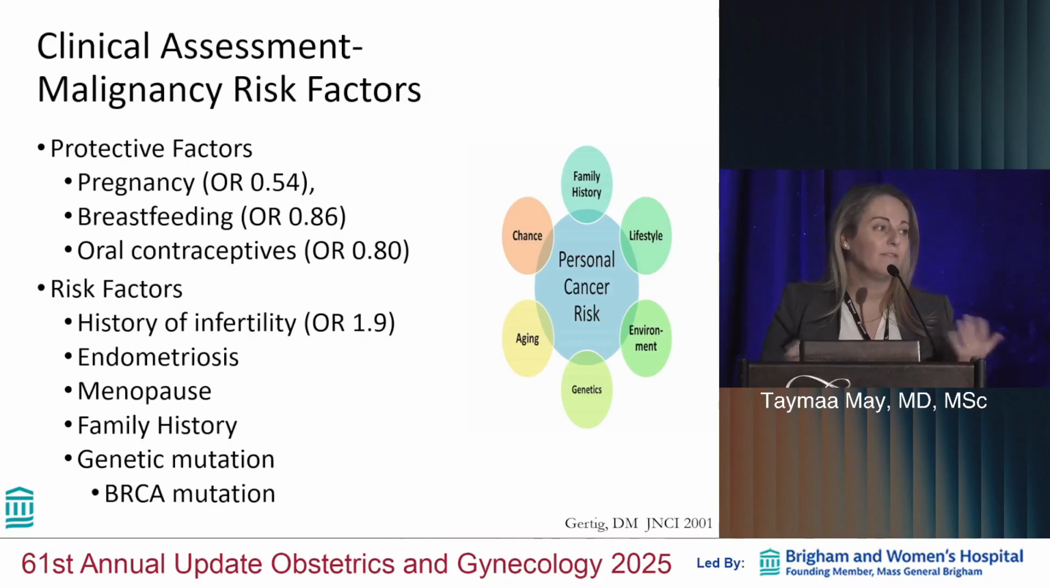So there are protective factors we know for malignancy: pregnancy, breastfeeding, and oral contraceptives. I have to be honest, I've never used those factors because they're so common that it's very unlikely that you're going to say, oh, somebody had breastfed, therefore I'm not concerned about a cancer, but it's helpful to know. Risk factors: history of infertility. Endometriosis is a risk factor specifically for type 2 tumors, endometrioid and type 1 tumors, menopause, family history, and genetic mutation, specifically the BRCA mutation.